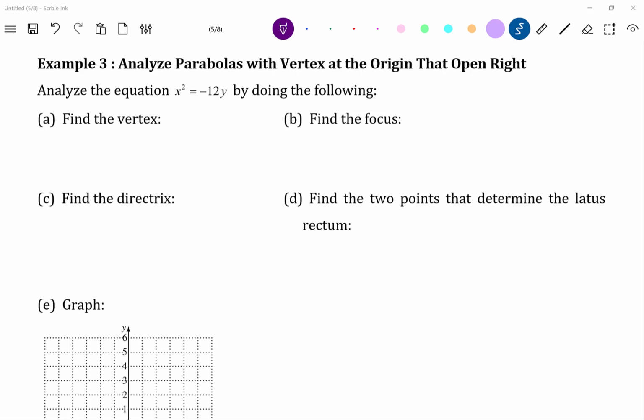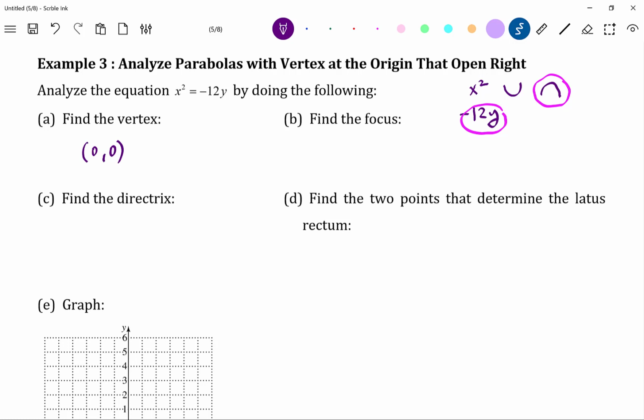So once I see x squared, I know that the parabola is either open up or open down. And since it's negative 12y, I'm going to select the one that's open down. Then since nothing is added to x or to y, the vertex is going to be at 0, 0.